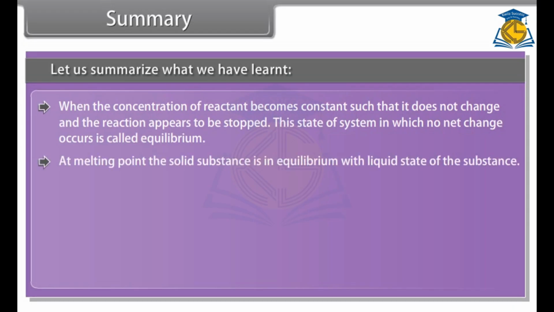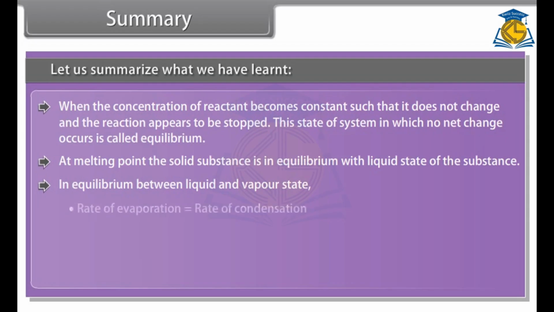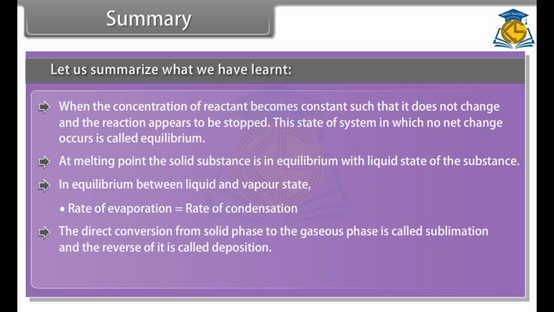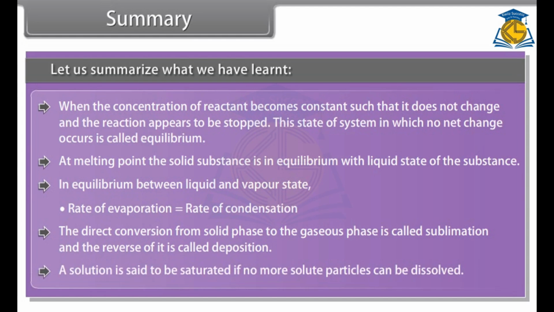At melting point, the solid substance is in equilibrium with the liquid state of the substance. In equilibrium between liquid and vapor state, the rate of evaporation is equal to the rate of condensation. The direct conversion from solid phase to the gaseous phase is called sublimation and the reverse of it is called deposition. A solution is said to be saturated if no more solute particles can be dissolved.